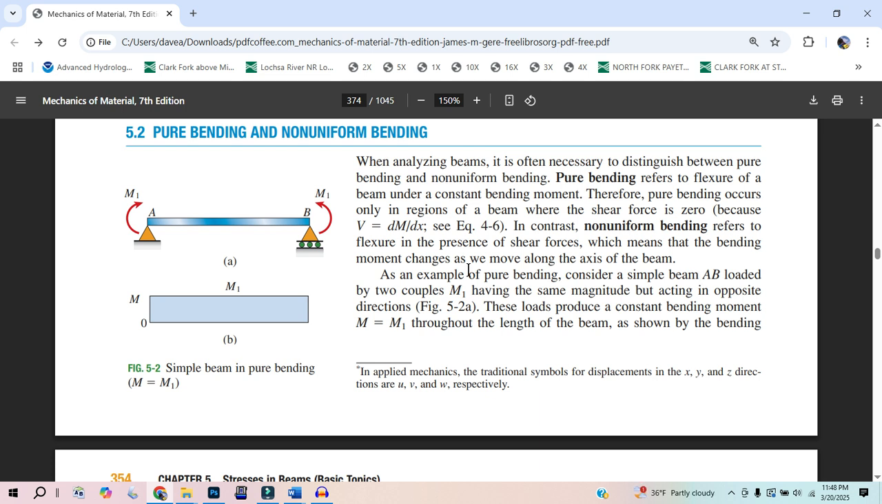Cool. So as an example of pure bending, consider a simple beam AB loaded with these 2 couples, and we've already explained that. We've explained how you can visualize these as 2 opposing forces separated by a little bit of a distance. Those are the 2 couples M1, and they're going to have the same magnitude but act in opposite directions. Sign convention-wise, if I put a moment this way on this side, and a moment this way on the other side, it's going to cause it to smiley face. So hopefully you have that visualized.